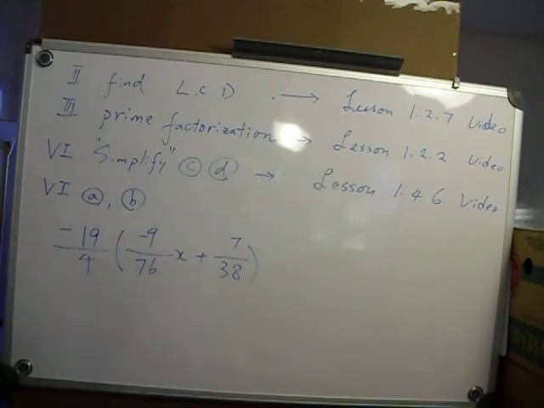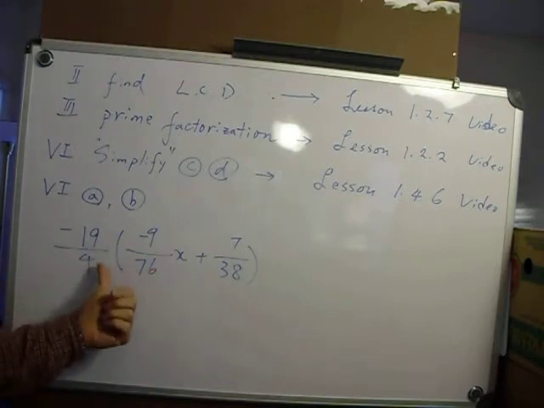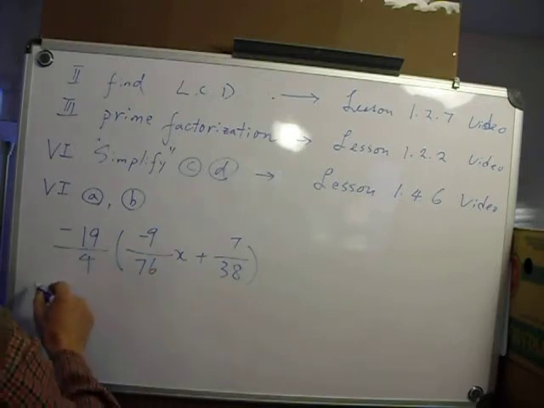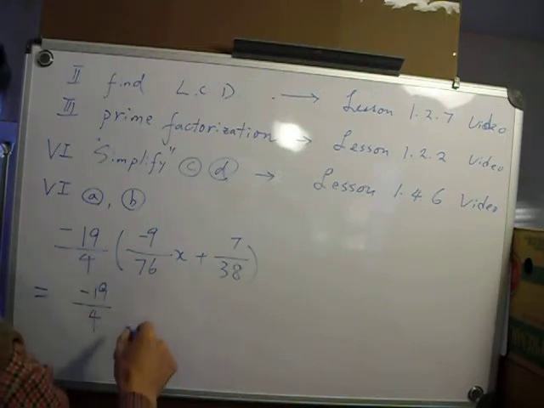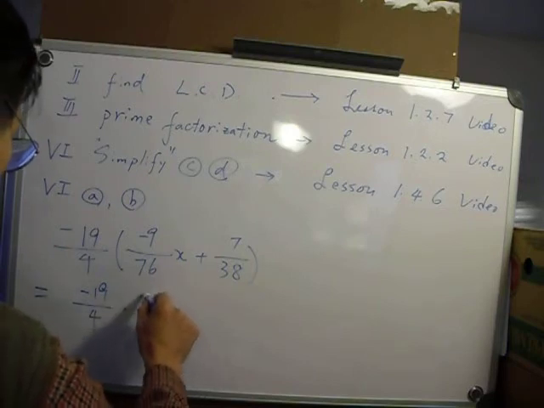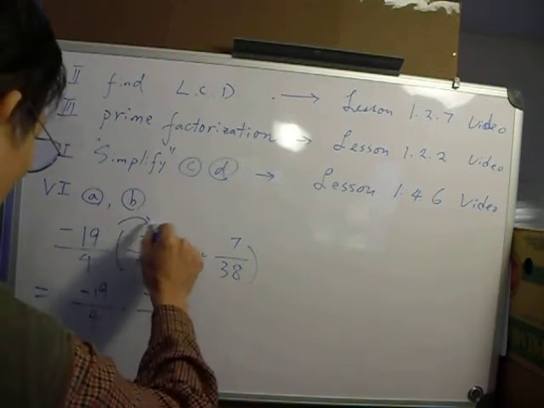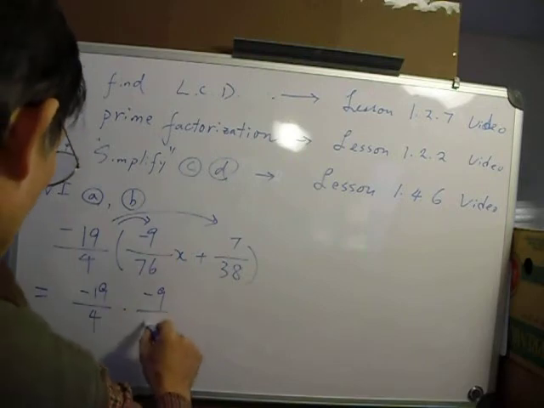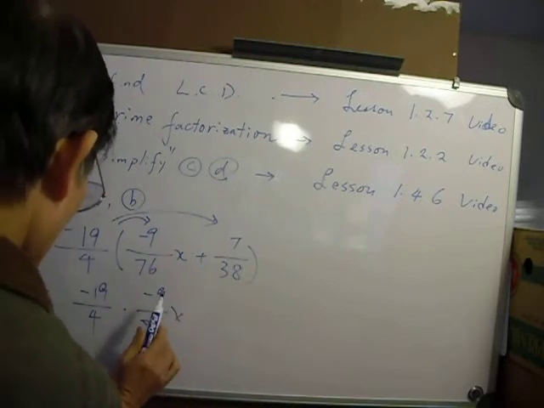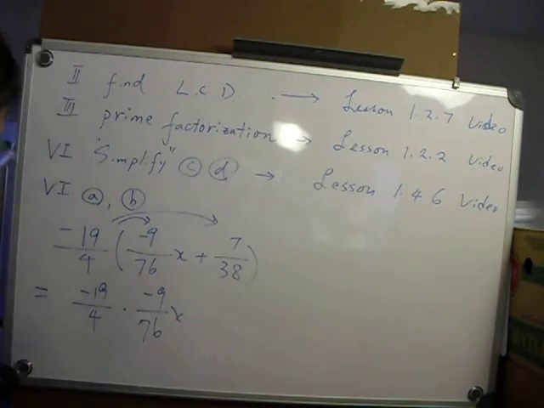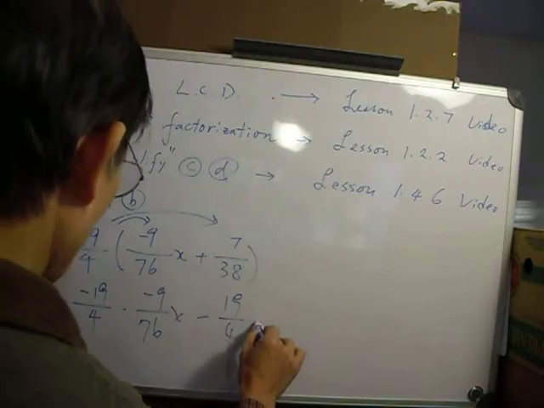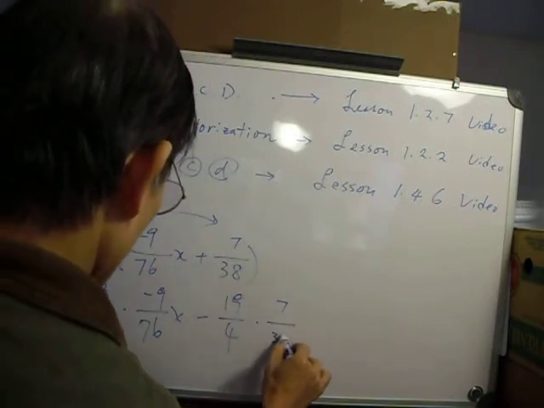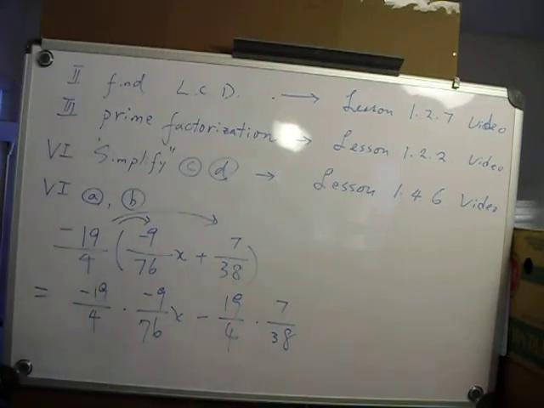For this problem, you need to use the distributive law to get out of the parentheses. So write it very clean, very clear. Multiply this fraction. Distribute the first one. Distribute the second one. 76x, be careful, this is 76x. In the second one, you can use minus 19 over 4 times positive 38. This is part of the simplification process.